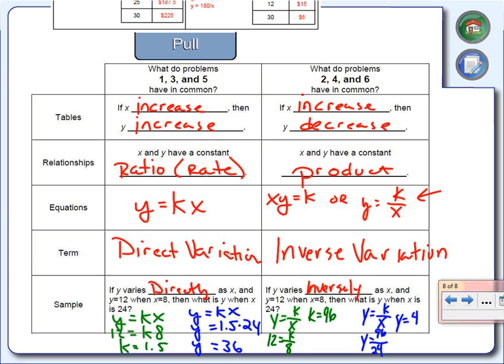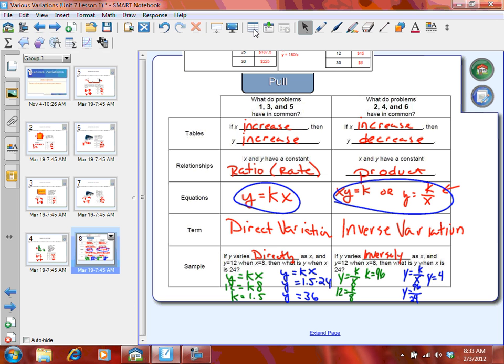So we're going to have to pay real close attention to whether we're working with direct or inverse variation. That will determine which of these equations to use, this one or this one. All right, so that takes us to various variations. I'm going to give you a chance to do some on your own now.